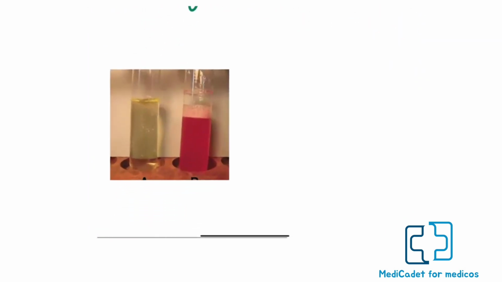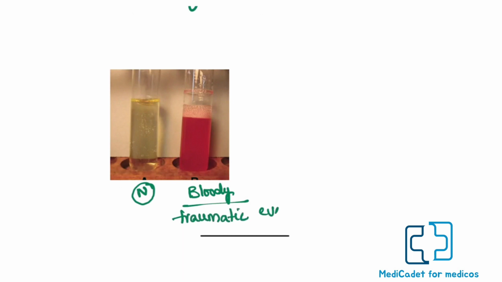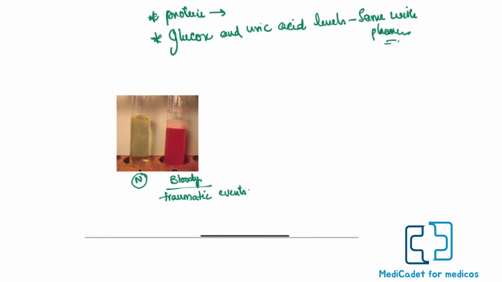Now if you see, this is the normal synovial fluid, clear and colorless, and this is your bloody synovial fluid. It might be seen in case of traumatic events where blood is collected in the knee joint, and once you aspirate it, it is bloody. So that means your synovial fluid has to be aspirated for your analysis.